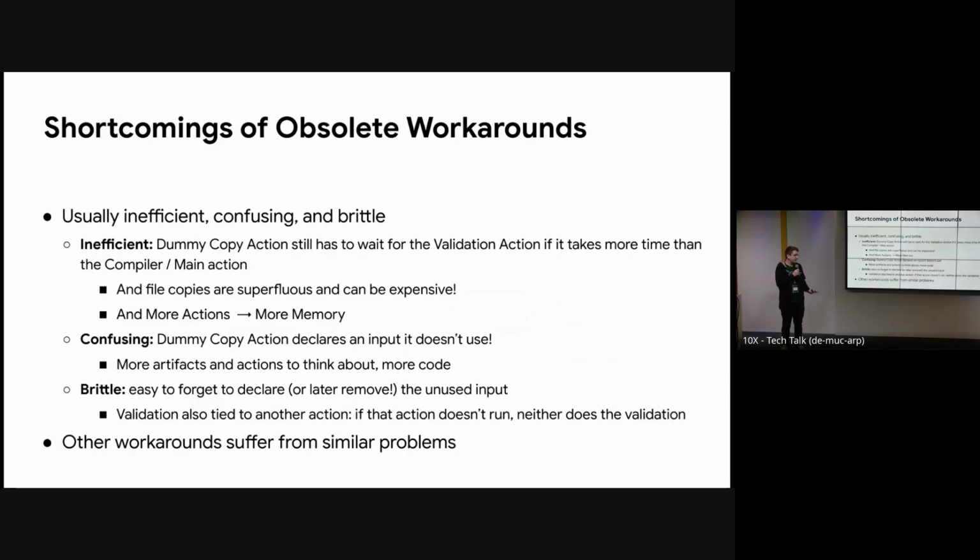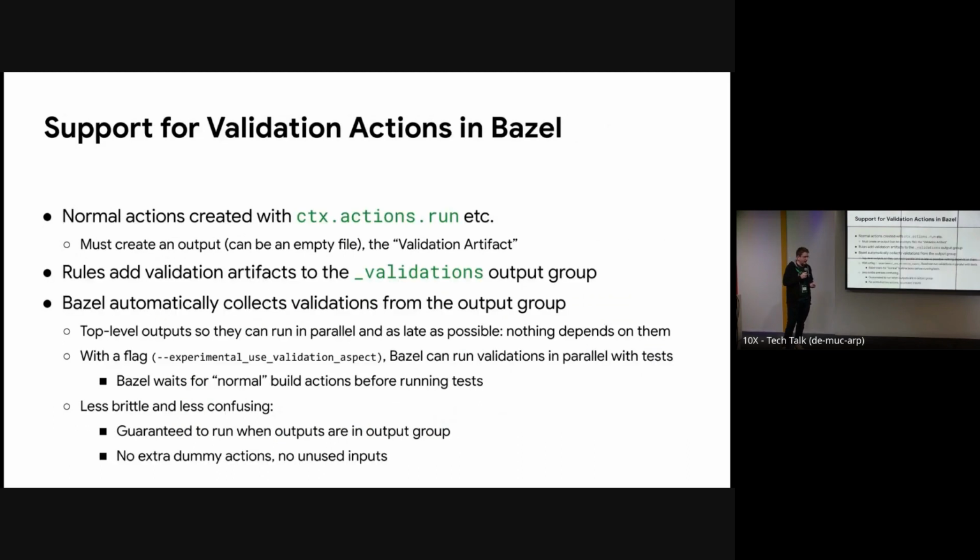And so there are a lot of downsides to these kinds of workarounds. It's inefficient, of course, because you're copying things you don't really need to copy. More actions, more memory. It's confusing. You're reading your code, and why do you have these additional actions? You have more artifacts to think about, more code to think about, and it's brittle. As your code evolves, you have to remember these additional actions. So with all these drawbacks, we added a little bit better support for this class of action.